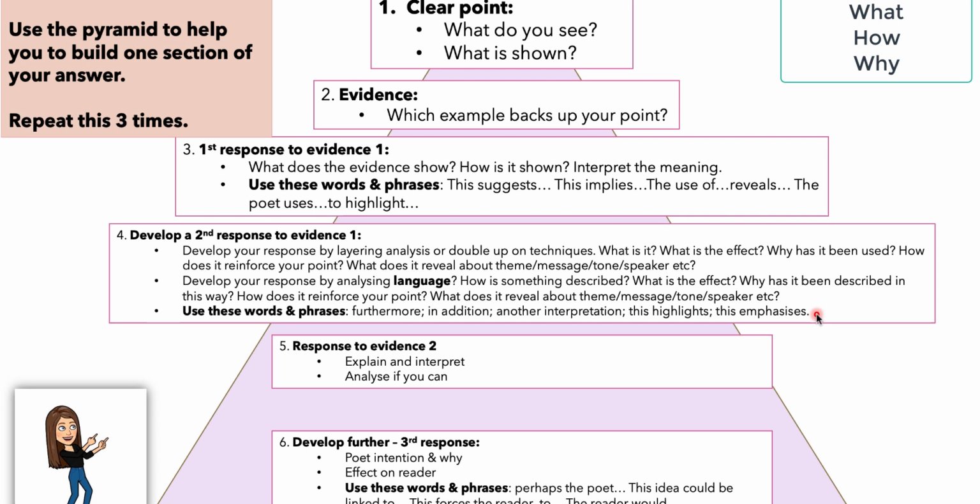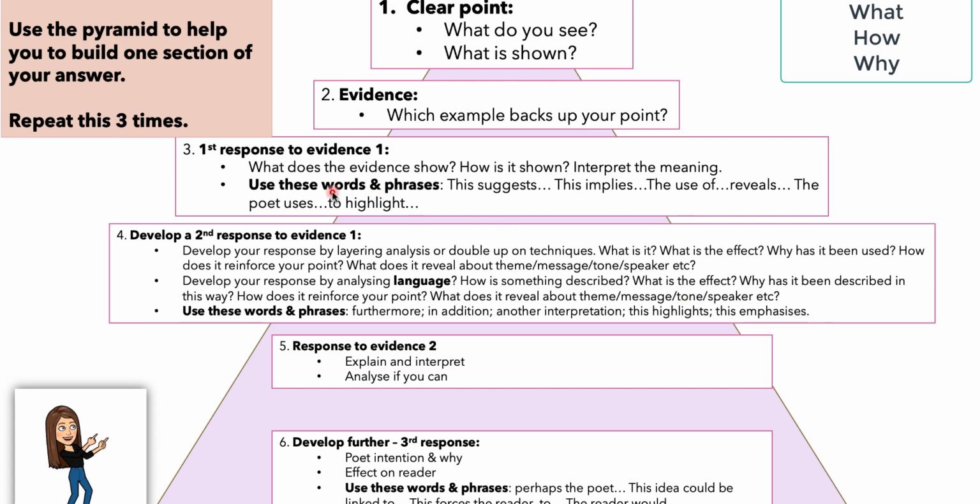You want to repeat this 3 times. So you start at the point of your pyramid. The top here is your point. Everything filters down from your point. Your point is your answer to the question. What do you see? What is shown? What do you understand? What's your point in relation to the question? Then you've got your evidence. Which examples back up your point?